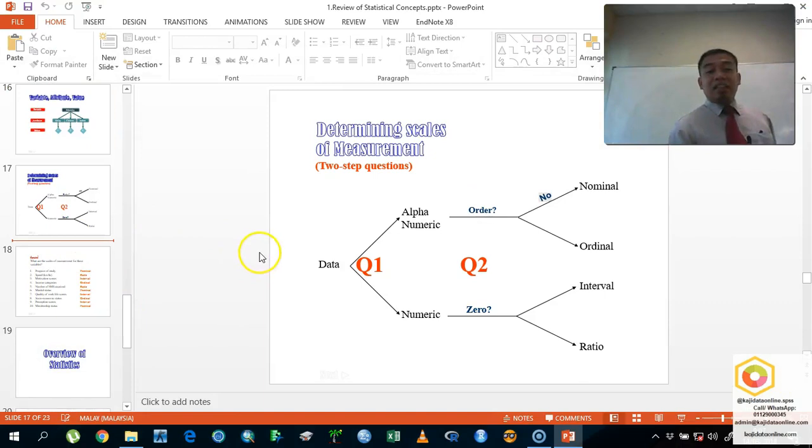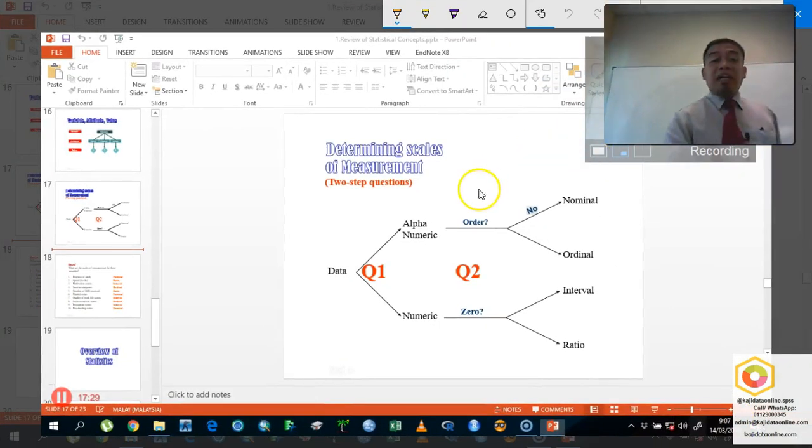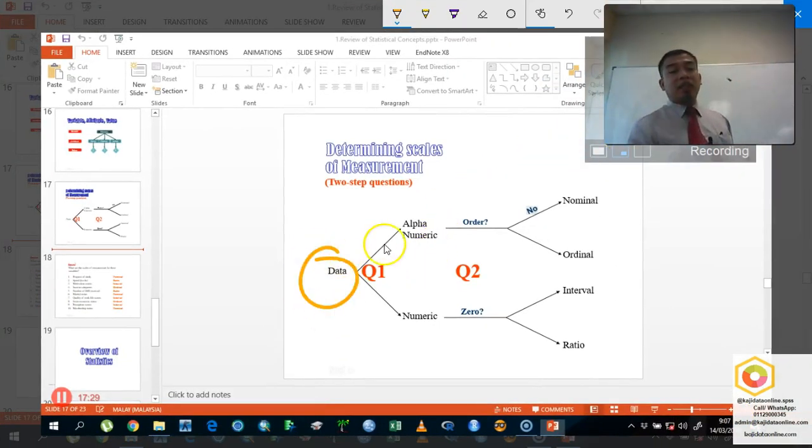Okay, the next one is the determination of the scale of measurement, a two-step procedure. So this is the idea if you want to identify what kind of data that you have. The first one is your data. Is your data alphanumeric or is your data numeric?